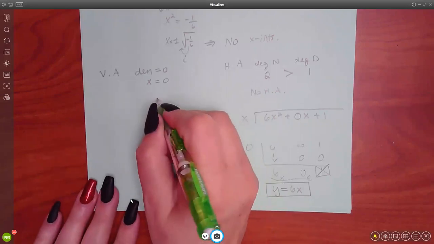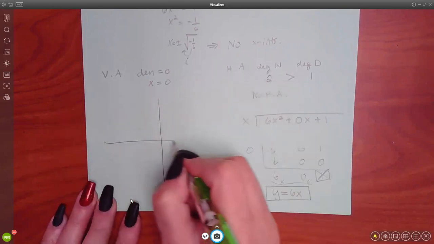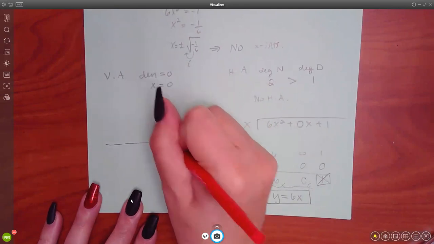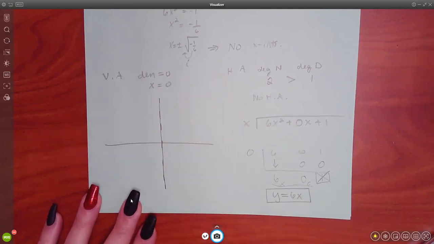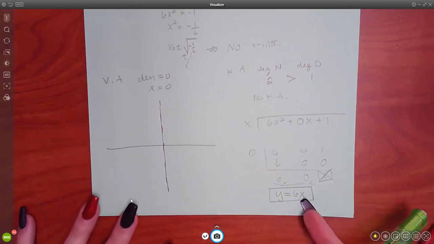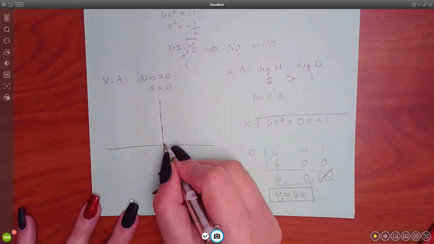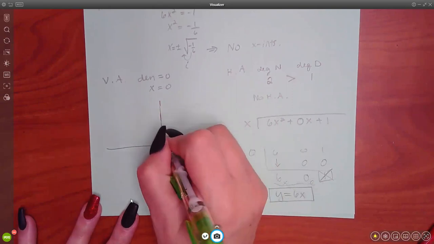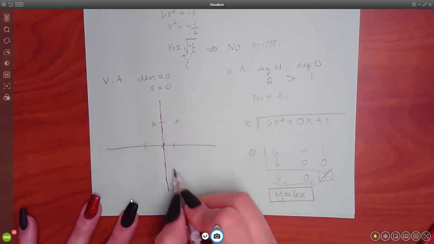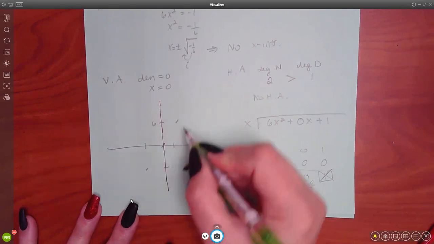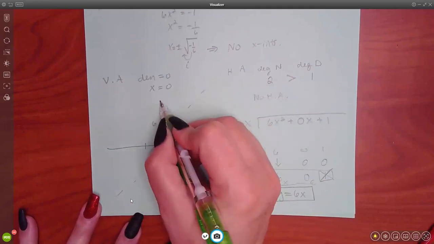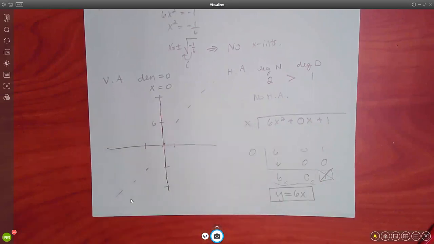Okay, so let's try to graph this information. So I know that I have a vertical asymptote when x is equal to 0. So that's right on top of the y-axis. I have no points, but I do have this slanted asymptote. So when x is 0, y is 0. When x is 1, y is 6. So it's going to be a point way over here and over here. And we can kind of just keep going in that direction. So apparently my numbers go by sixes.